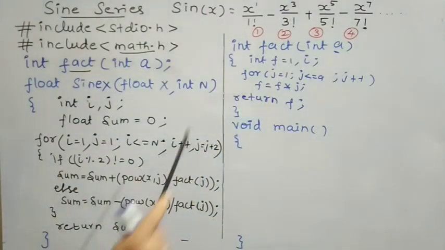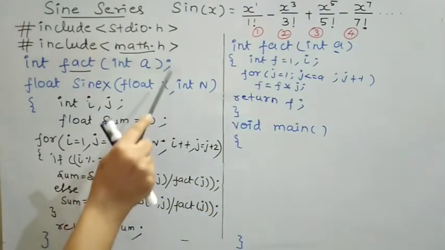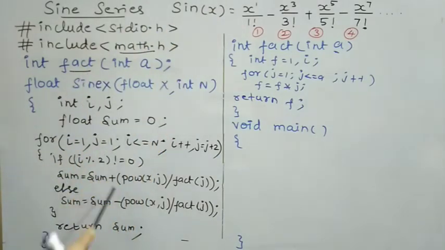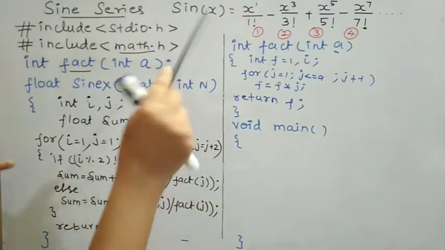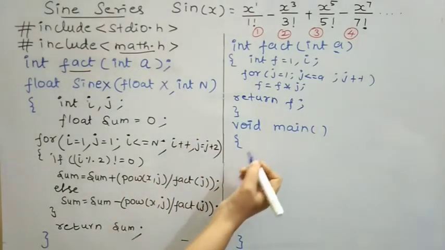So I have written the factorial function to compute factorial, and the sin x function to compute the sine series of the given term, that is x. Okay, how to call this function to execute my sine series? That is from the main function.